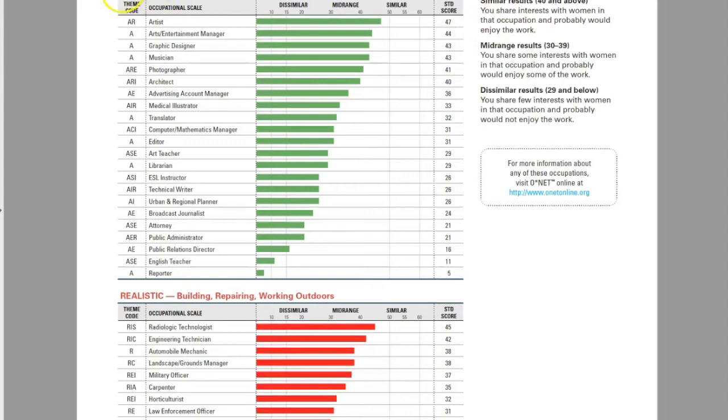And you can see that even within this one category of artistic, there were some that had some similar interests and others that had very few or even dissimilar interests. What I suggest at this point is you pause the video for a few minutes so you can more thoroughly review the next 3 pages and the 130 included career fields.